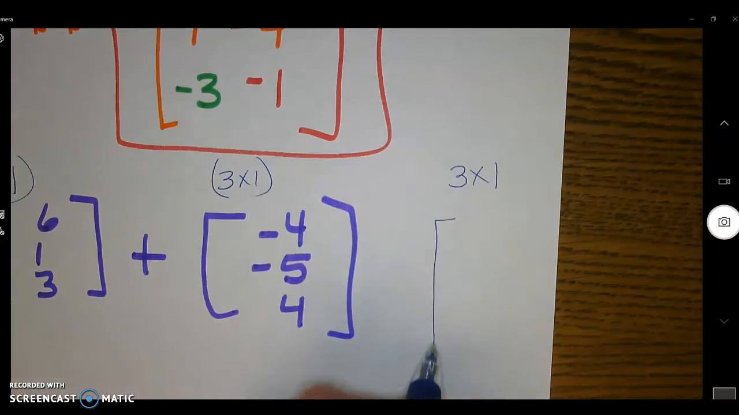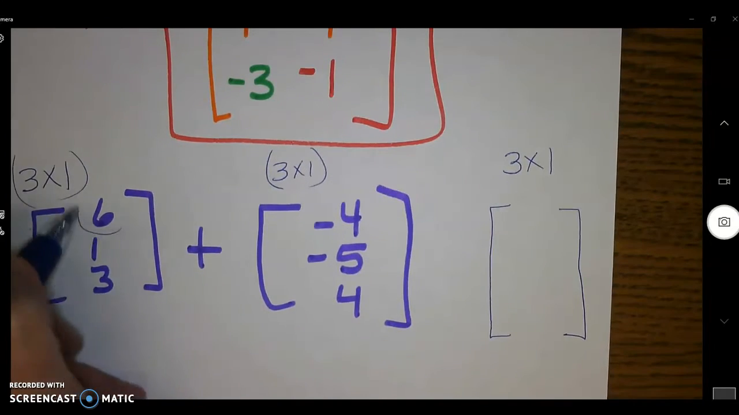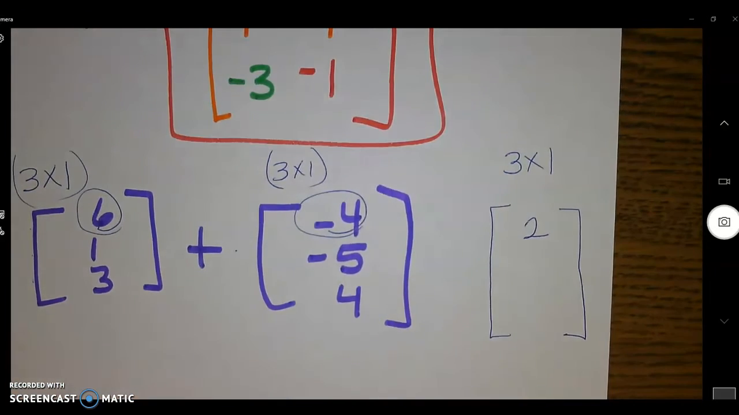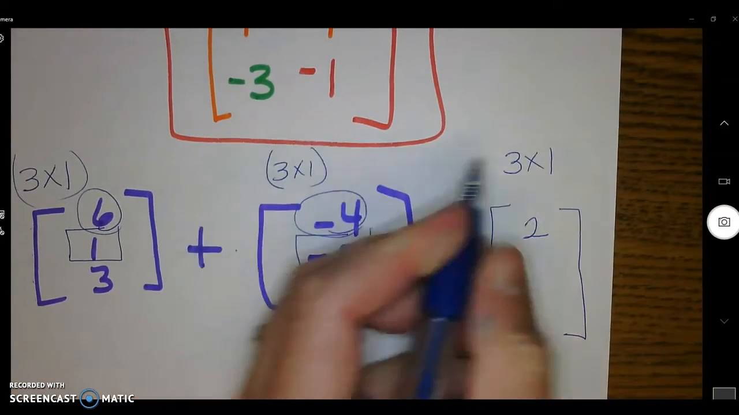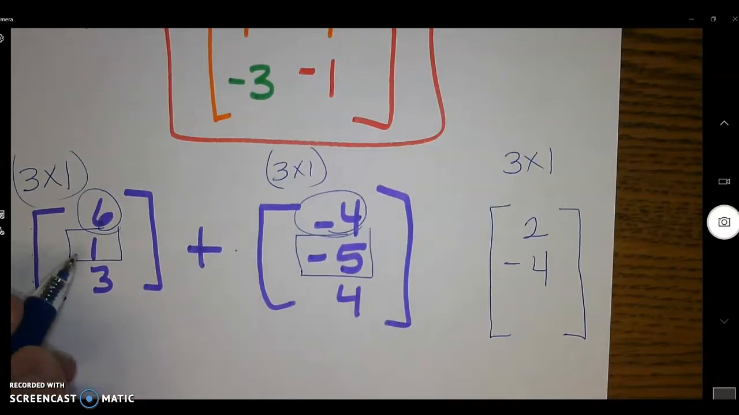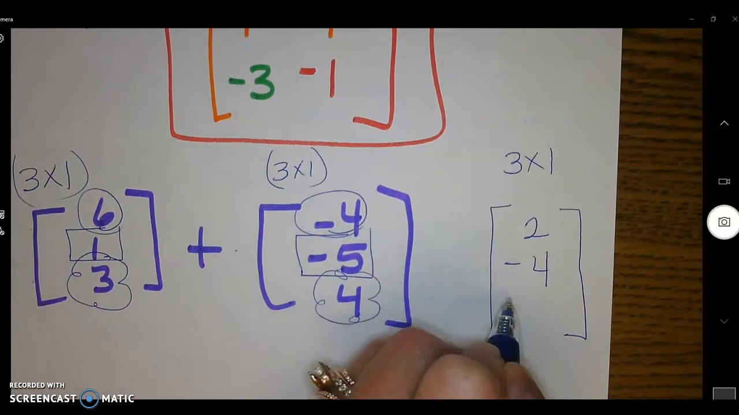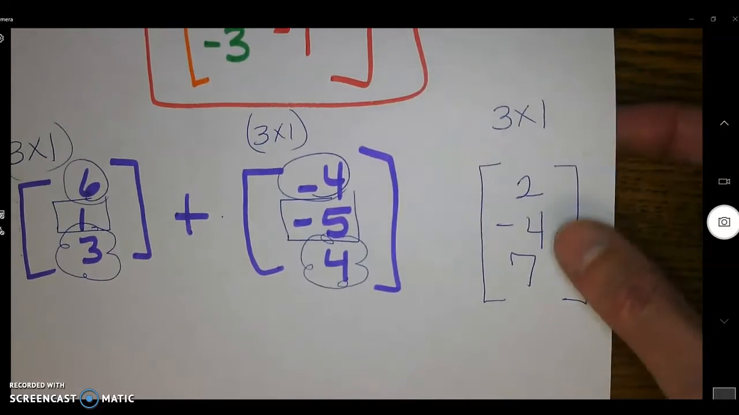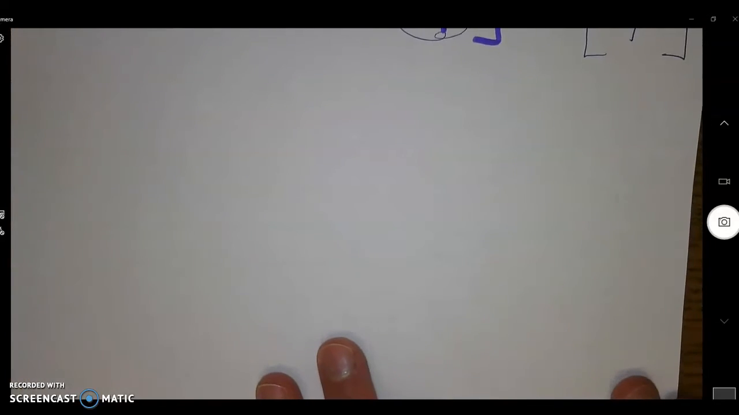And I can only add them if they have the same order. So top here is 6. Plus top here is negative 4, results in 2. 1 there plus negative 5 is negative 4. And 3 plus the 4 down here is 7. Easy, easy, easy stuff. All right, the next one I want to do is number 7.